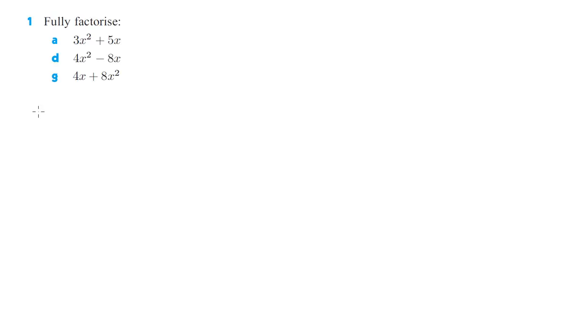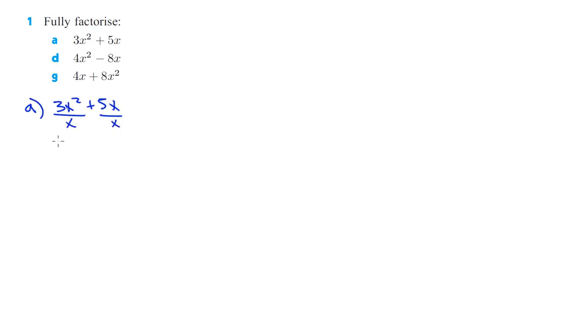Okay, let's start with number 1A. This says fully factorize. So we have 3x squared plus 5x. What we're trying to do here is find common factors of each of these two terms. So if you'll notice, they both have an x in it, so we can factor the x out.